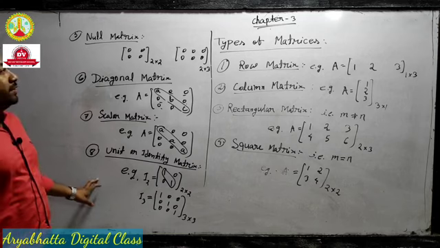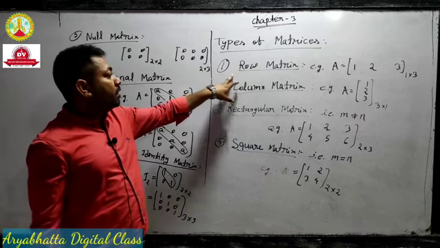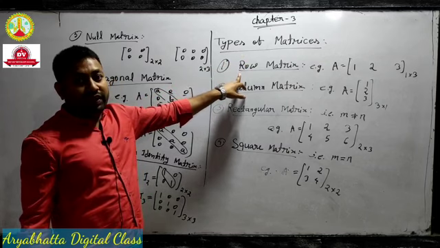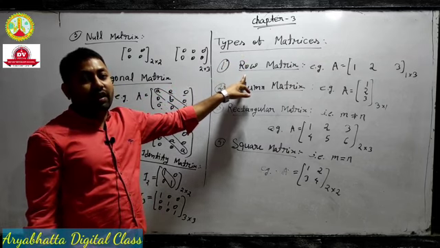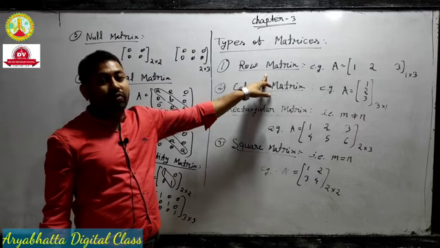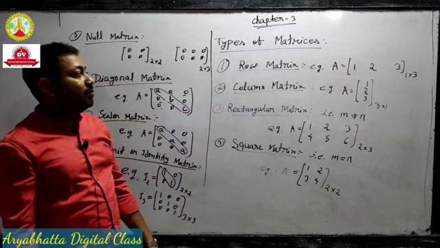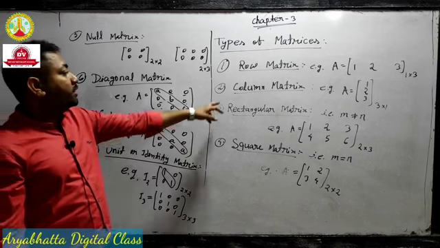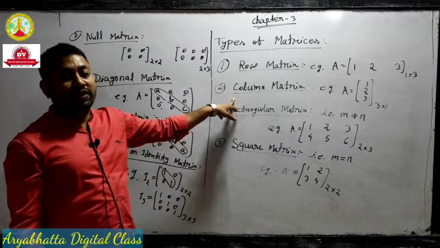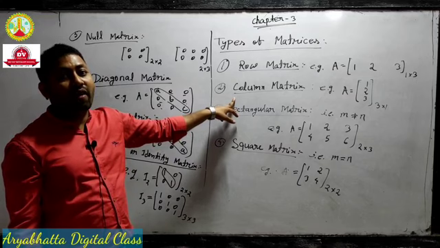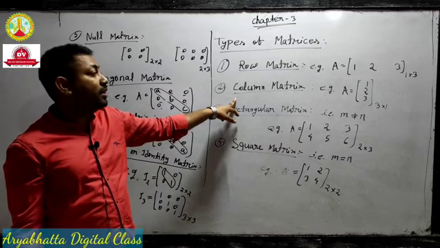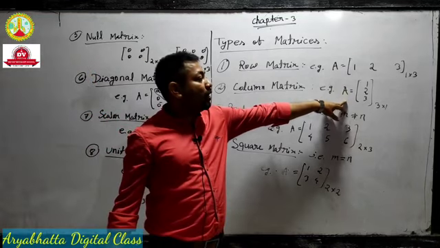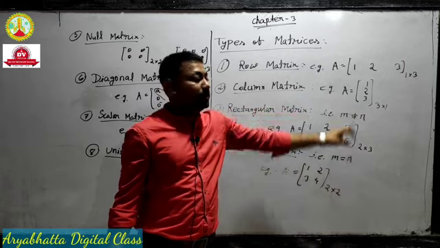Now I repeat the types of matrices. First, the row matrix. A row matrix means a matrix that has only one row. For example, A equals 1 2 3 is a row matrix of order 1 by 3. Next, column matrix. A column matrix means a matrix that has only one column and any number of rows. For example, A equals 1 2 3 of order 3 by 1.